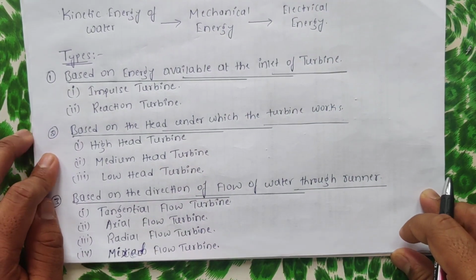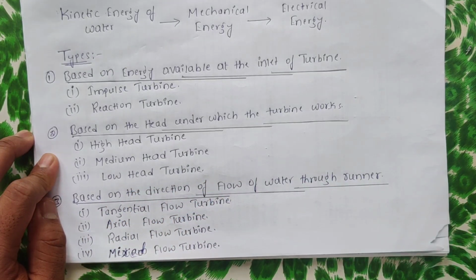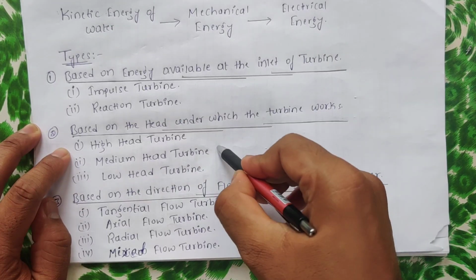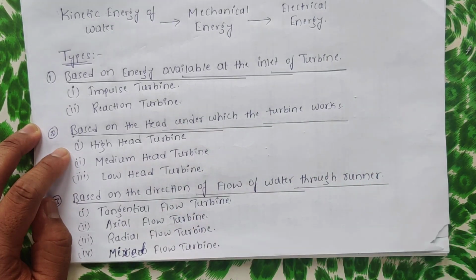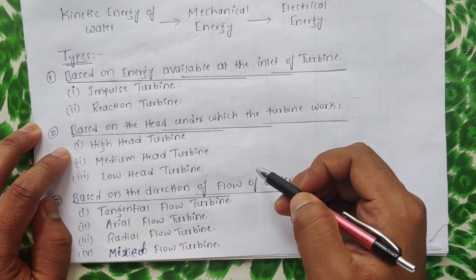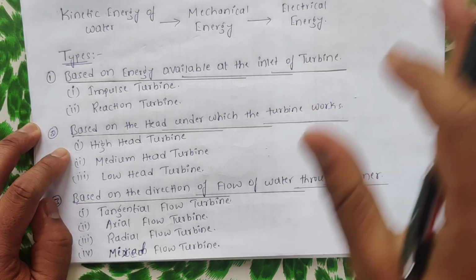Coming to the second category, it is based on the head under which the turbine works. There are three types: high head turbine, medium head turbine and low head turbine. That means the height from which the water falls. For example, what is the difference between jumping from the first floor to the ground floor and jumping from the fifth floor to the ground floor? There is a difference in impact, right? We will study that while studying the particular turbines.